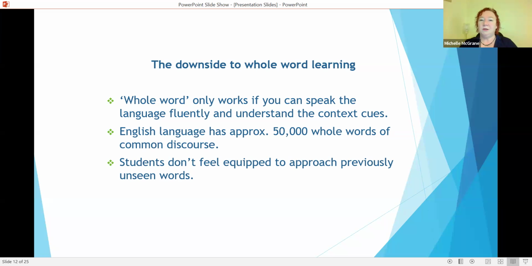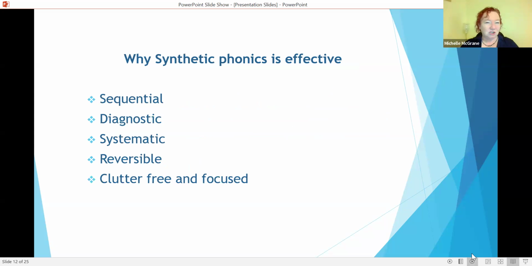The other problem with the whole word learning approach is that a student doesn't feel in any way equipped to approach a word that they've never seen before. So they don't have a strategy or a plan for a word that they've never seen before. So basically, they're trying to remember a lot of words. Please do forgive me if you feel I'm oversimplifying, and we are somewhat constrained by time, but that is essentially the downside.